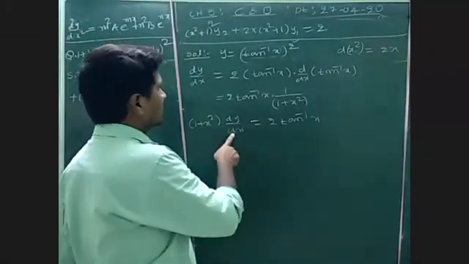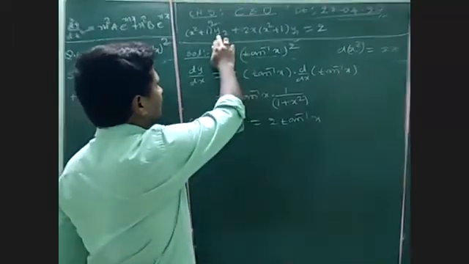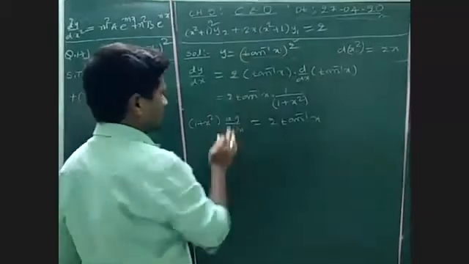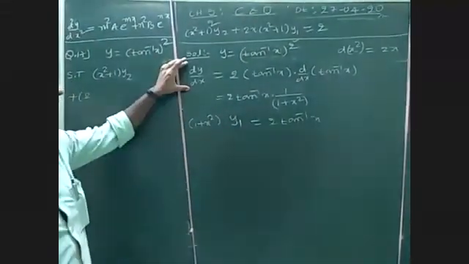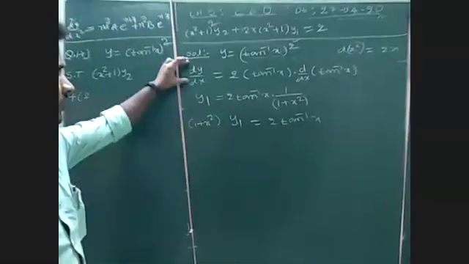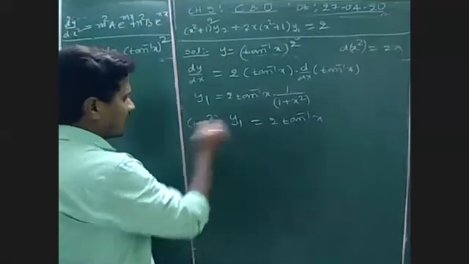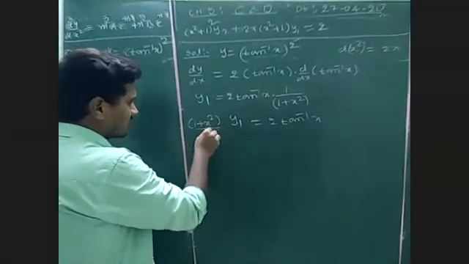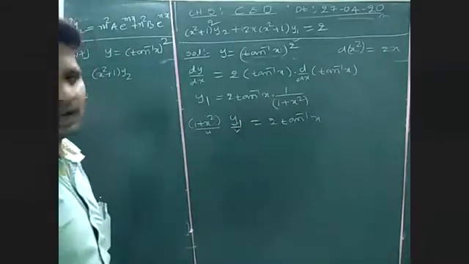What shall we do here? This is dy by dx. In the given question, they have y1 and y2. dy by dx is nothing but y1, so I am writing dy by dx as y1. Now again differentiate. Then this function becomes u and this becomes v. We can apply the uv formula.